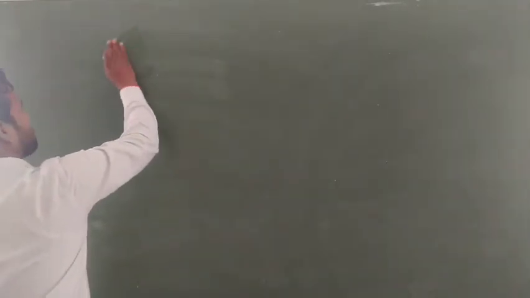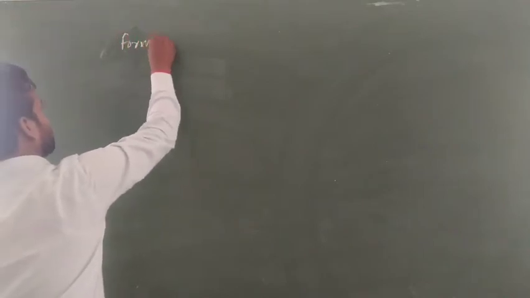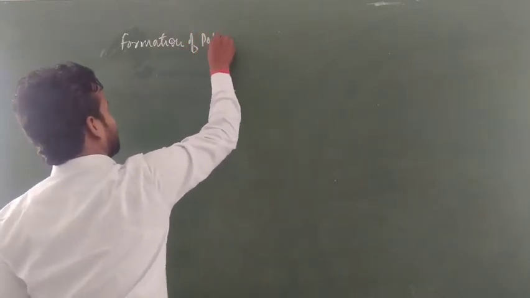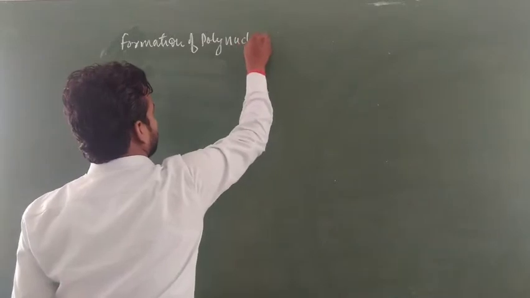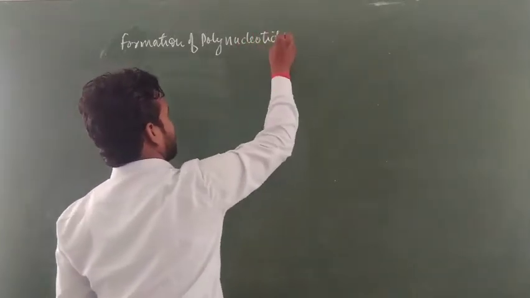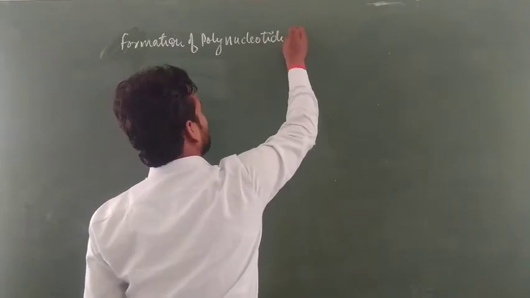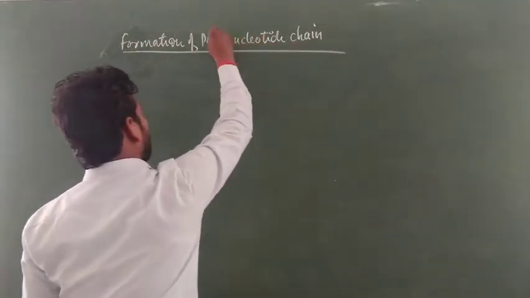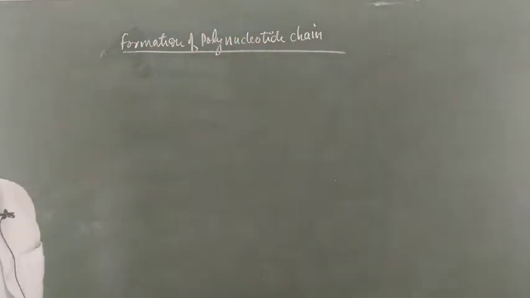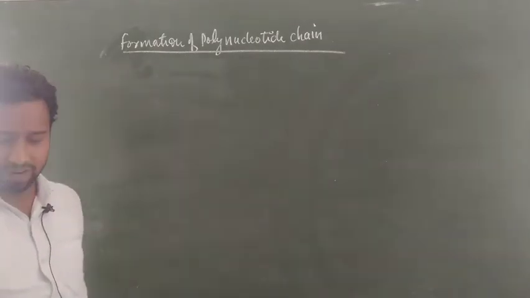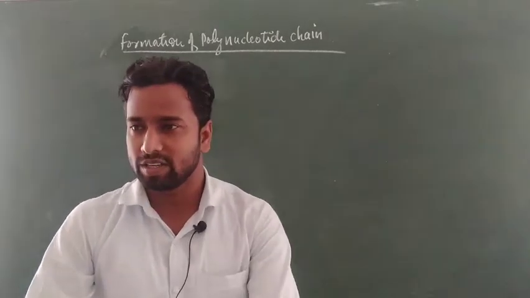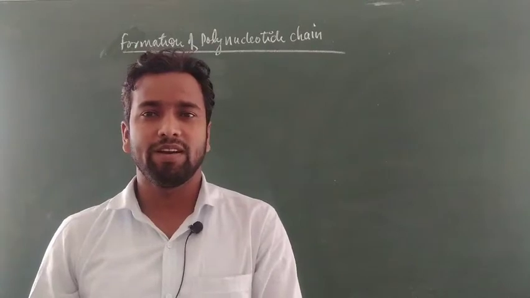Topic of today is formation of polynucleotide chain. Students, in previous class you have already studied the different types of nucleoside and nucleotide. But in this class we are going to learn the polynucleotide, how polynucleotide forms. The polynucleotide forms by combining one by one nucleotide in a definite orientation and they form a polynucleotide chain.